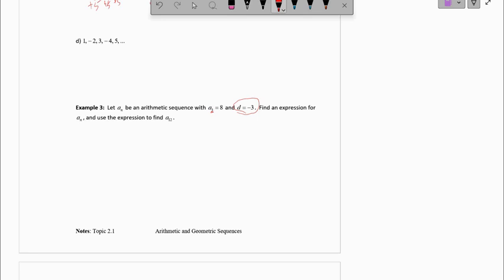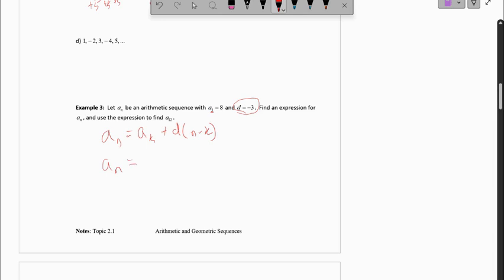So this is where we want to use the general form of an arithmetic sequence. It's kind of like point slope form, if you will. So a sub n equals a sub k plus d times parenthesis n minus k. So a sub n stays the same. A sub k is the thing they're telling us.